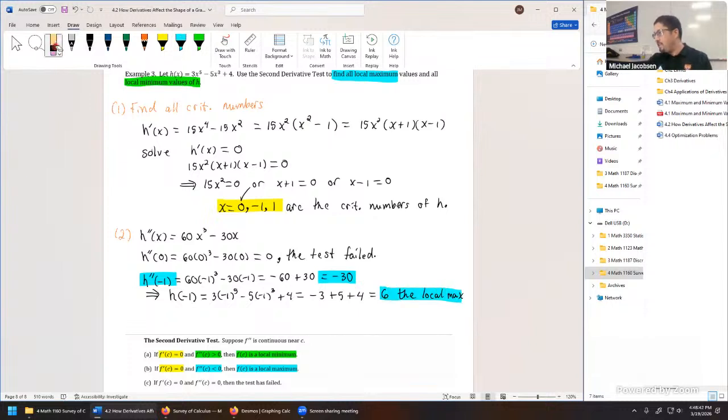Let me reset my highlighting. I want to highlight mostly the outcome that we have a local maximum value at height 6 for this function. So that's 2 down, 1 to go. We had a more satisfying outcome on this one. Any questions on that conclusion?